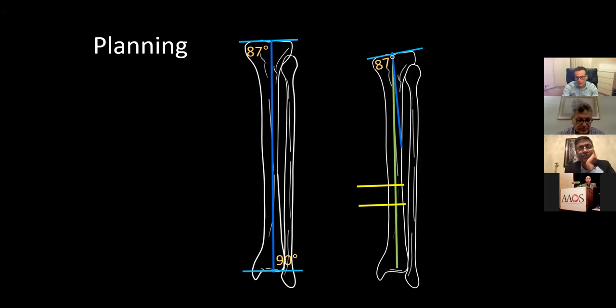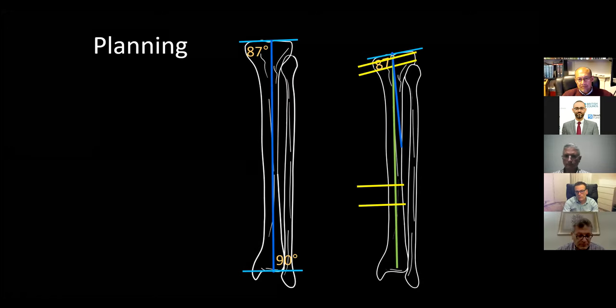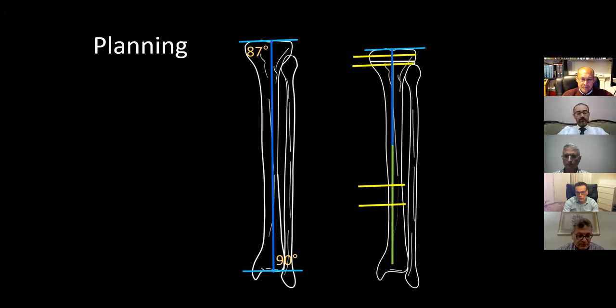So there is a slight divergence. There are 3 degrees of divergence. We have to remember that, because we have to place our pins perpendicular to the axis. And in this case, they will not be exactly parallel to the knee joint. We have to factor in the 3 degrees that we are aware is part of what the normal angle is. So if we do that, we can see the pins are convergent. And once we perform the osteotomy and we place the pins parallel, we should have obtained correction of the deformity.